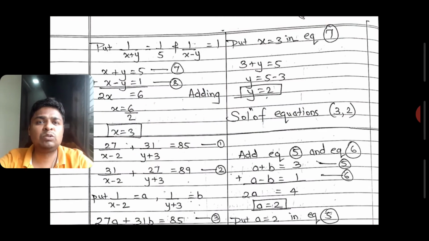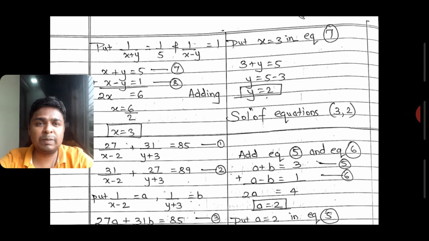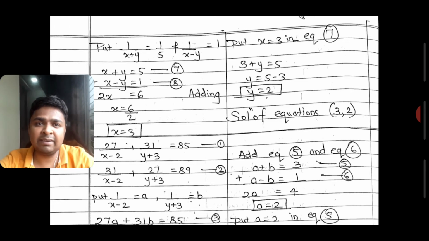So we get two equations. 1 upon x plus y is 1 upon 5. We cross multiply it, we get x plus y is equal to 5. Again we get x minus y is equal to 1. We solve these two equations by adding them. So x plus x becomes 2x is equal to 6. X is equal to 6 upon 2 and I get x is equal to 3. Then I substitute the value in equation number 7. I get y is equal to 2. So first x then y. So solution is 3 comma 2.